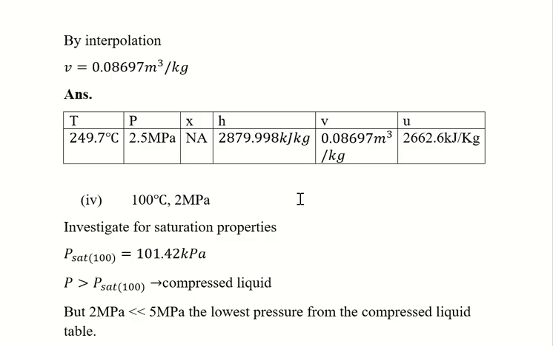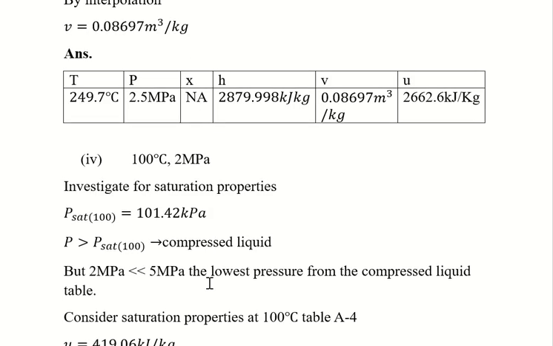Why? For water to exist at 100 degrees Celsius, the pressure must be somewhere around this. This is atmospheric pressure, you know, at sea level, one atmosphere. So for water to exist at 100 degrees Celsius, this must be the pressure. But now they're telling us the pressure is 2 megapascals. That means since this is greater than this, we have a compressed liquid.